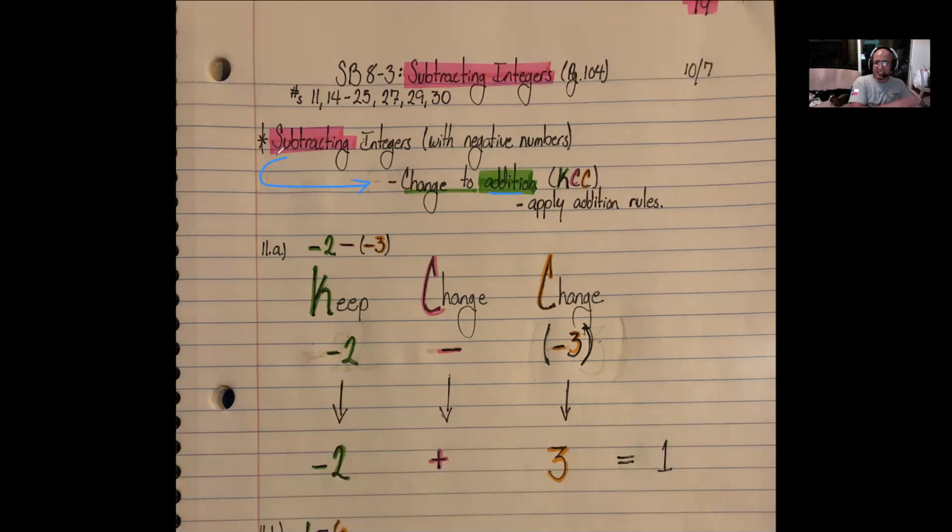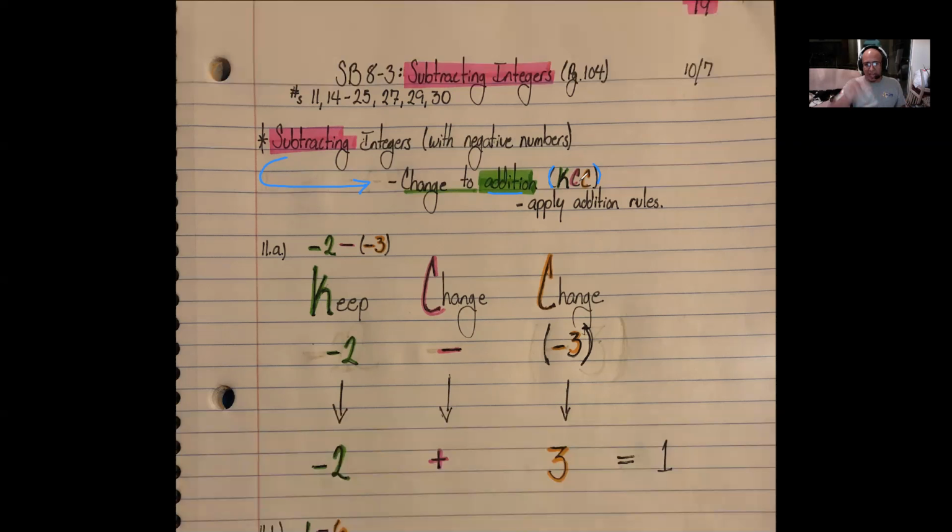We've been doing that for the last few days, where we're adding integers. And the way that we're going to do that, we're going to follow an acronym that goes like this. It's KCC. That should sound familiar. It is very similar to the acronym that we have for dividing fractions, which is KCF, but this time it's KCC.